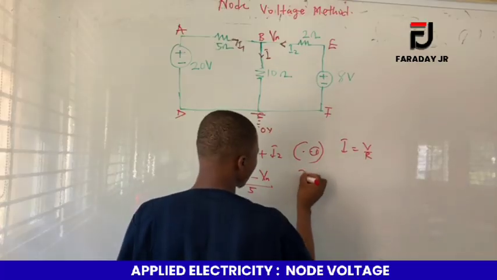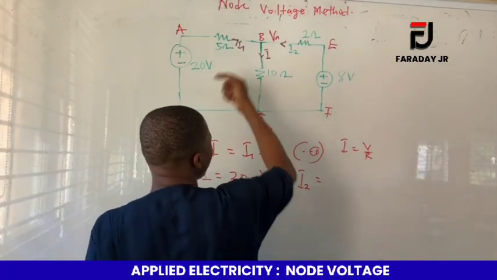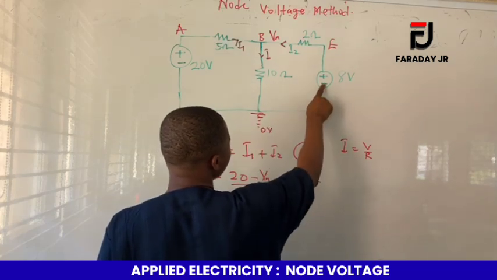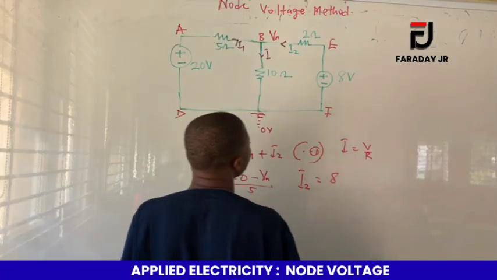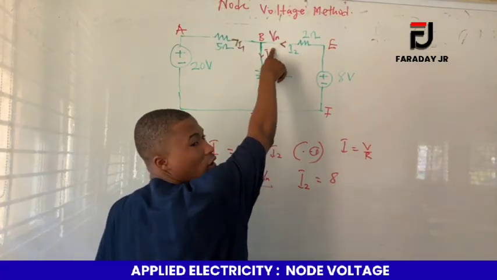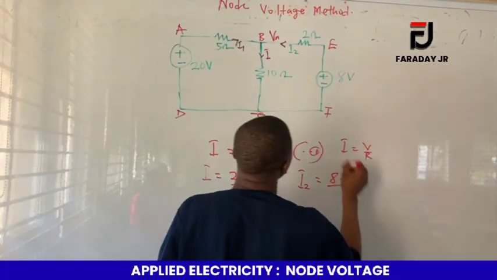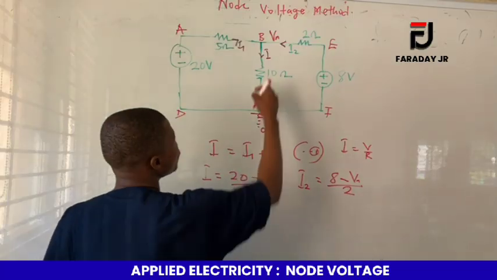Now we move on to I2. I2 is coming from this direction, and then we have our zero potential. We have a voltage source from negative to positive, and the positive is contributing, so 8 volts. And then where it is going is Vn, the lower potential, so we subtract Vn from it, all divided by the resistance, which is our 2 ohms.